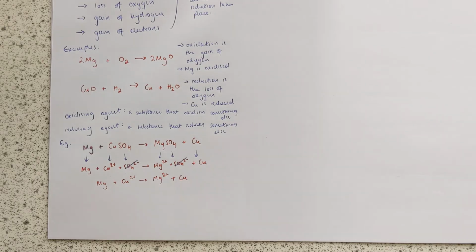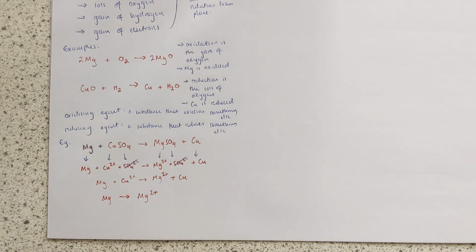Now we can go one step further and turn this ionic equation into two half equations. A half equation is when you're just looking at one element by itself. So if I take the magnesium first of all and make a half equation for it, magnesium is starting off as Mg and it's turning into Mg2+. And similarly, copper is starting off as Cu2+ and it's turning into plain old copper.